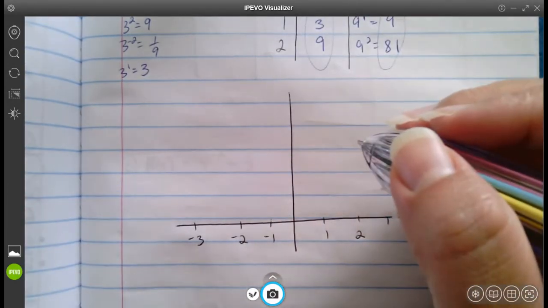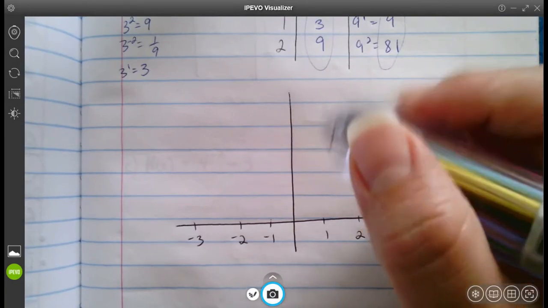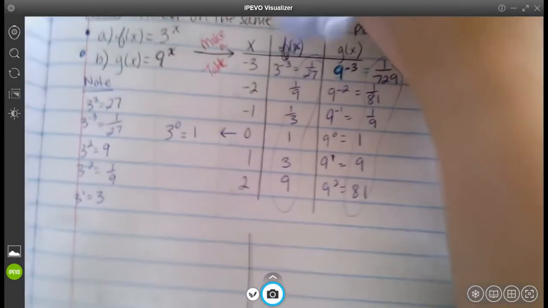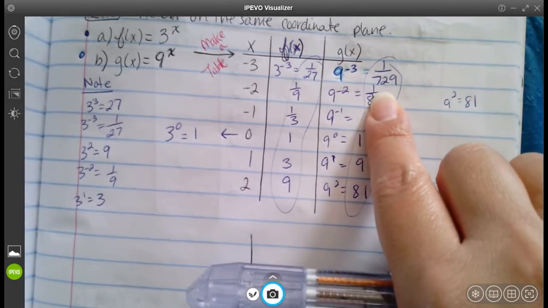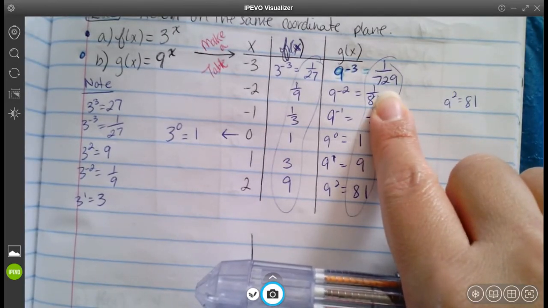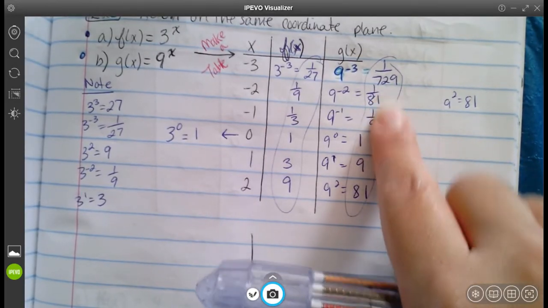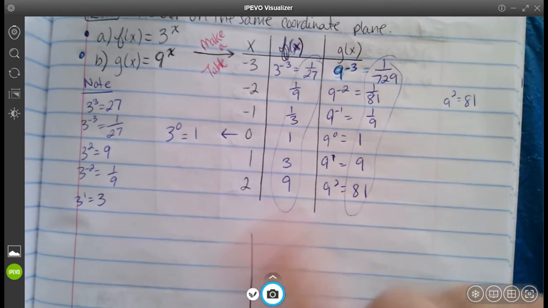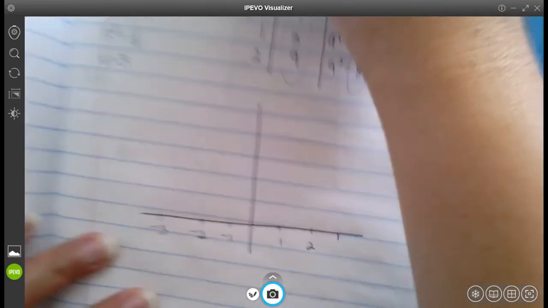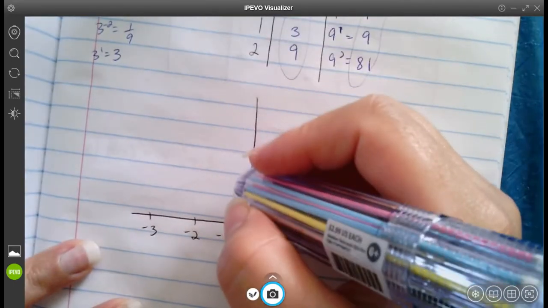And then I'm going to make this next part. Let's see. We're going from super tiny numbers. So 1 over 729 is super, super tiny. So we're going from there all the way to at least 81. So I'm going to go ahead and do mine, we'll say maybe by tens.